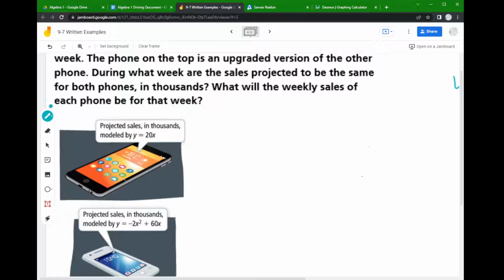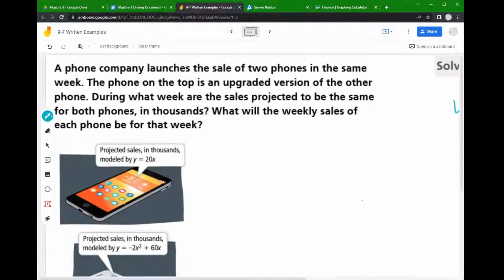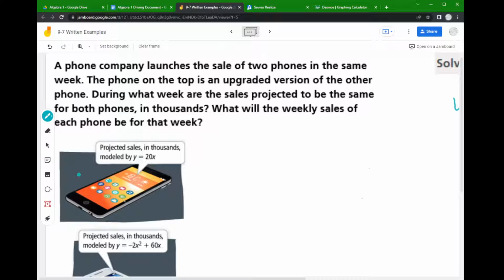So I want to start out with first identifying what the X and the Y stand for, because that messed me up the first time I made this video. The first thing to notice is it's asking during what week. So that's going to be either my X or my Y. And then it's talking about the sales being projected. So the number of weeks is going to be one of my variables, and the revenue, or the sales, is going to be the other value.